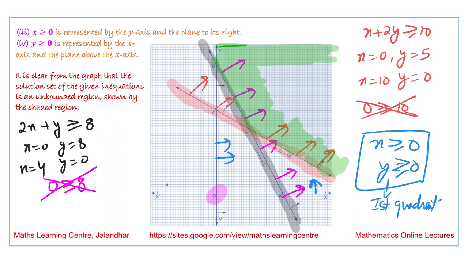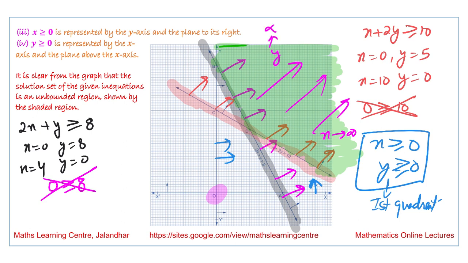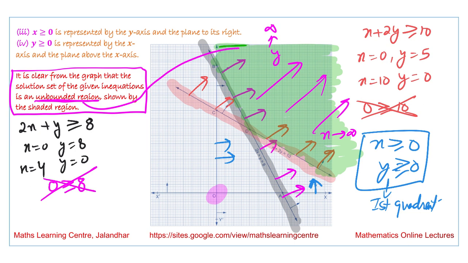So this whole portion is the solution set, and clearly the values here can vary up to infinity on both sides. x can vary up to infinity, y can vary up to infinity. So what we obtain is that the region of solution is an unbounded region. Unbounded region means x and y can vary up to infinity, it is not bounded by some lines on all sides, it is not a closed region.